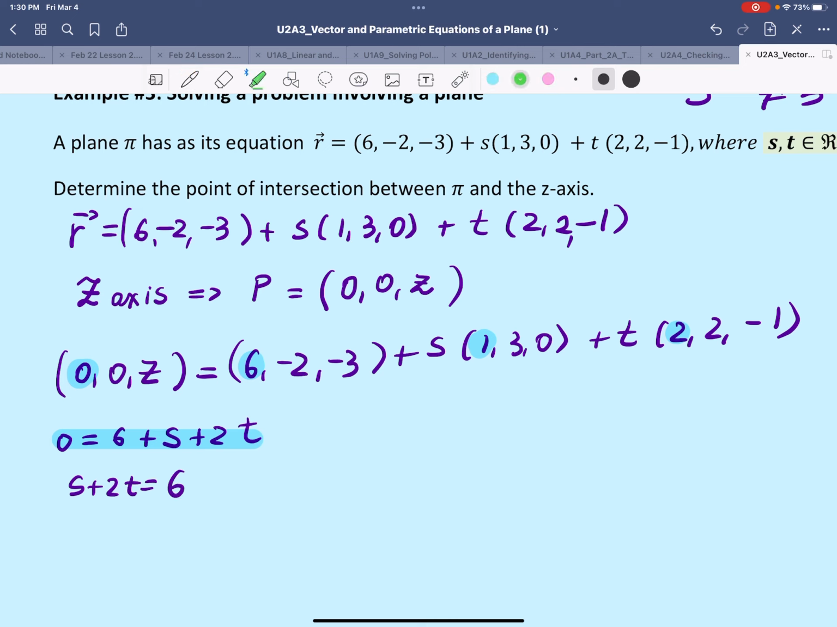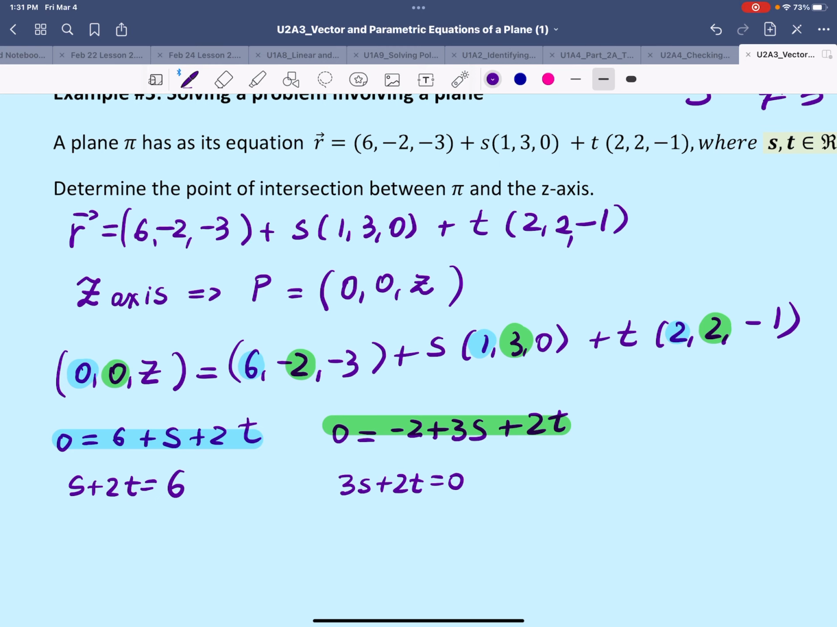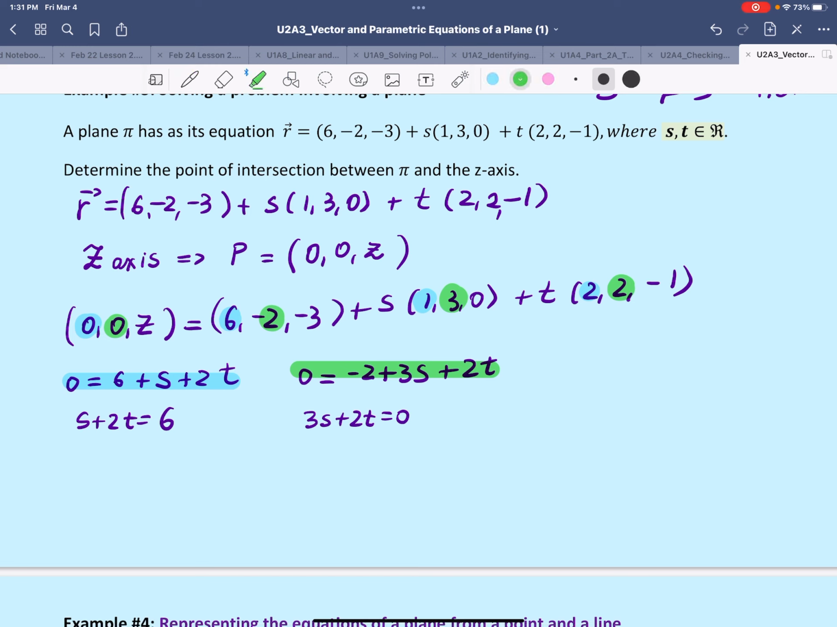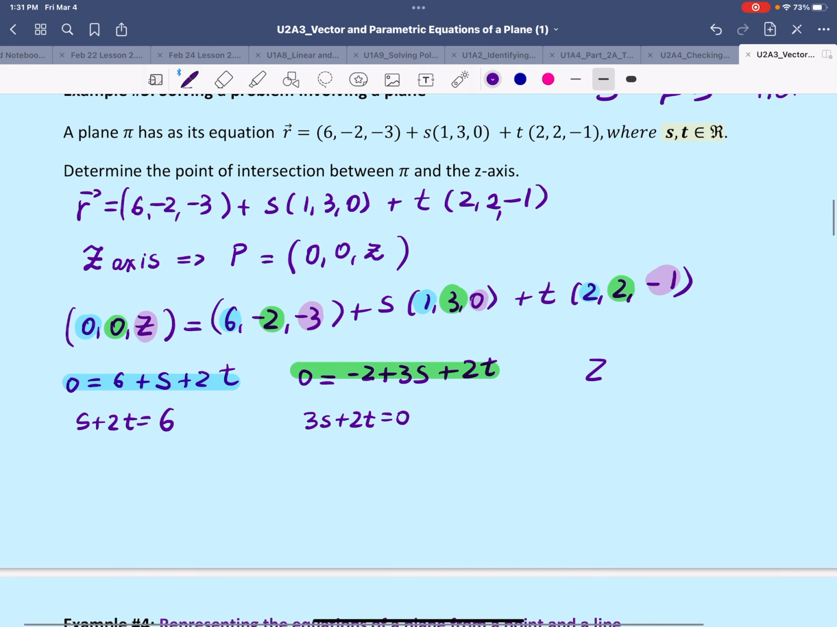Next, we have the parameter y. So we have 0 again equals -2 plus 3s plus 2t. So we have 3s plus 2t equals 0. And last, we have the coordinate z, which means z equals -3 plus 0s minus t. So z will be -3 minus t. So let's check and see what we can find.